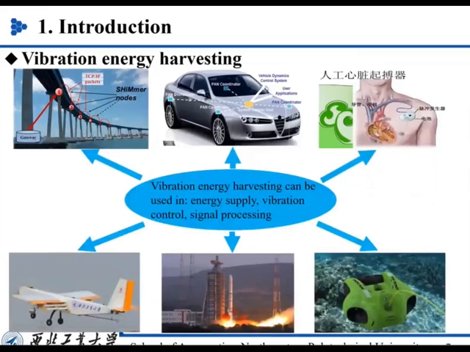Also, we do research on vibration energy harvesting. It can be used not only in the energy supply. For human energy supply, such as the heart pacemaker and other medical equipment, it may offer a potential way to power such devices.